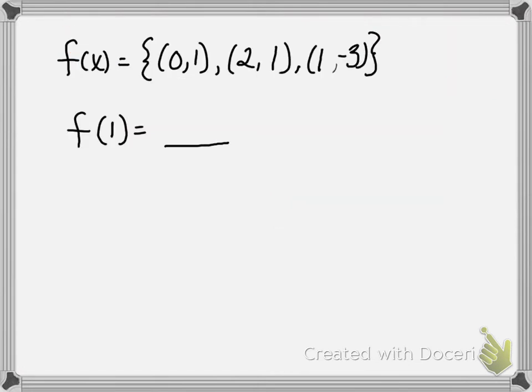All right, here we go. Let's look at the next one. Clear your boards. F of x equals 0, 1, 2, 1, 1, -3. What does f of 1 equal? Hold up your boards and let me know.